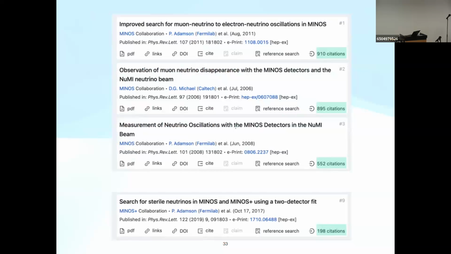And these are our best. The first 3 are our best referenced ones. I told you the electron neutrino one got 910 citations. This was our first muon neutrino disappearance paper, the one in 2008. And our search for sterile neutrinos, much more recent, has nearly 200.